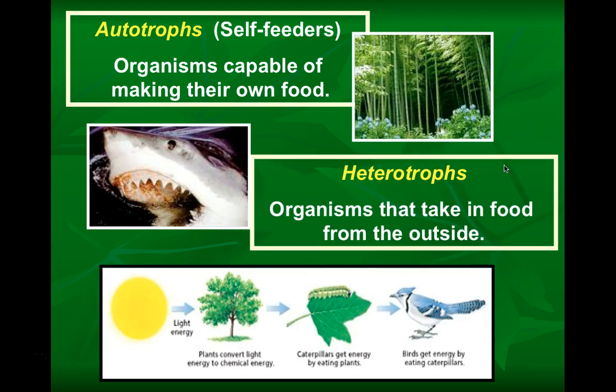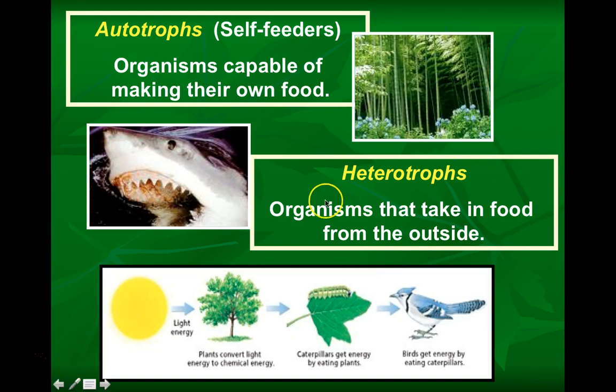Other types of organisms are called heterotrophs, hetero meaning outside, troph meaning feeder. These are organisms that need to take in food from the outside. Humans, for example, are heterotrophs because we need to consume other organisms in order to obtain energy for ourselves. Unfortunately, we can't go outside, lay in the sun, and just feel full. That would be nice though, wouldn't it?